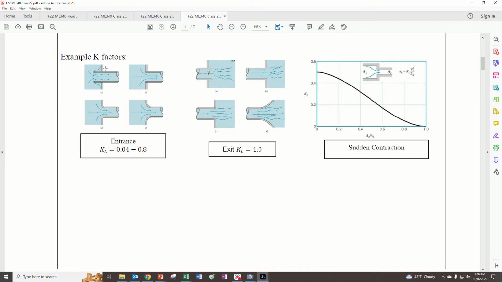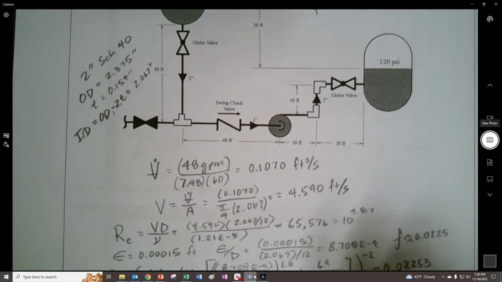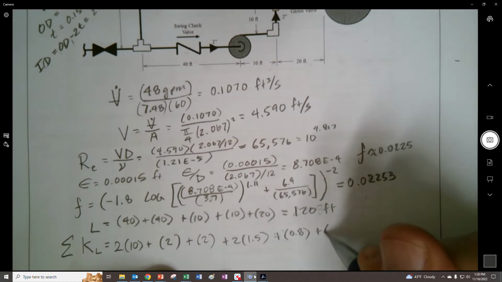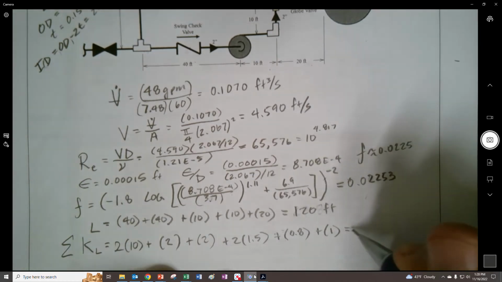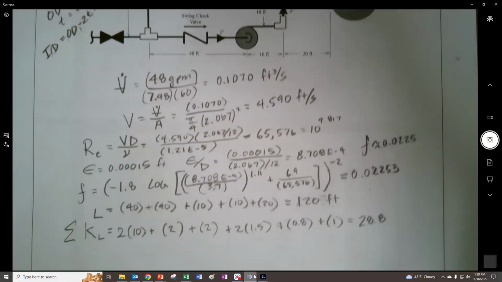Someone just decided they didn't really care about welding it flush, and they let the tube stick into there. And then it didn't matter for the exit one way or the other. So we need to include those. So go plus a 0.8 entrance, and then plus a 1. And I get 28.8. And now I'm ready to finish my calculation up.